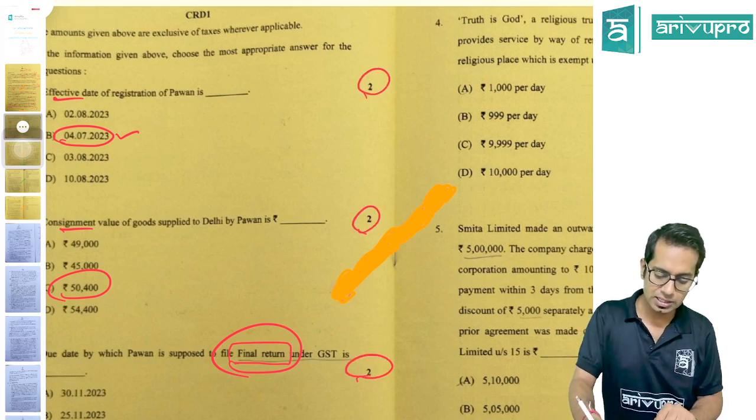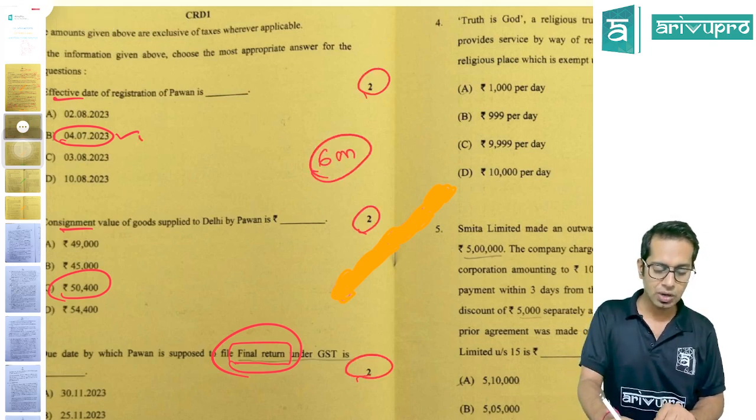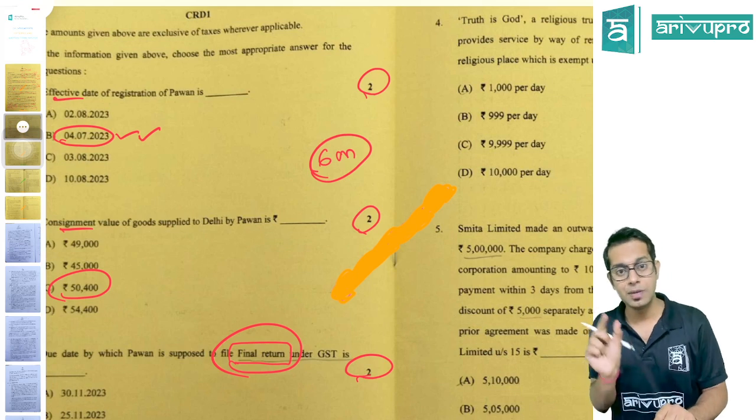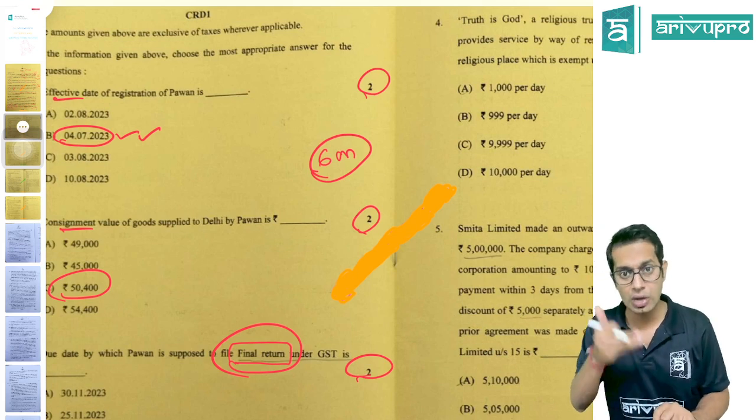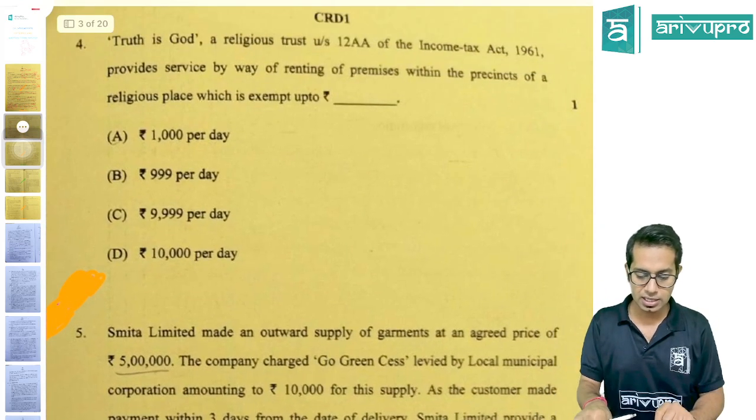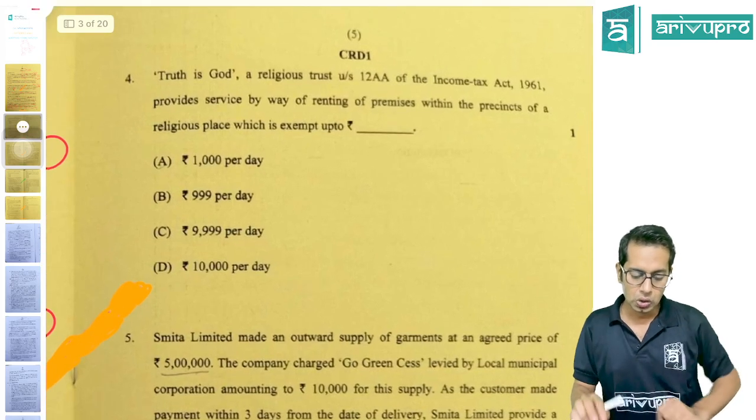So that means what, sir? This question carries 6 marks. That means 1 mark will be for your right answer and 1 mark will be for the provision which I told you that you will have to write. Okay, that extra 1 mark you will get for the provision.